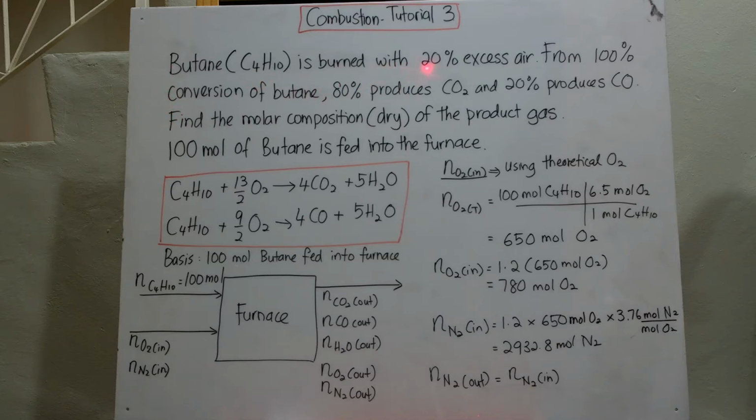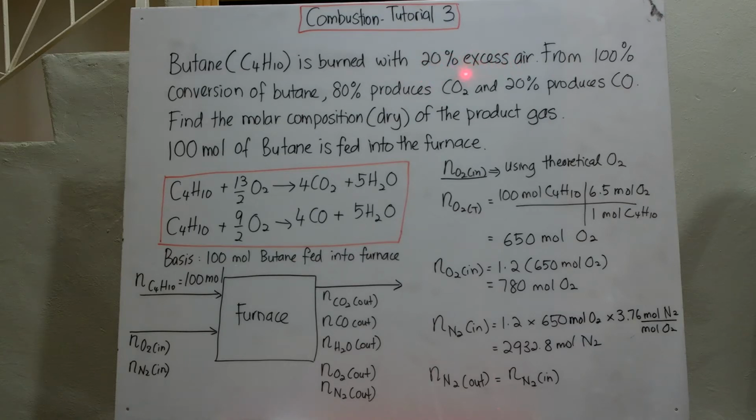Butane is burned with 20% excess air. From 100% conversion of butane, 80% of that conversion produces CO2 and 20% of that conversion produces CO. Find the molar composition, the dry composition of the product gas, and you are given 100 mole of butane as your basis.